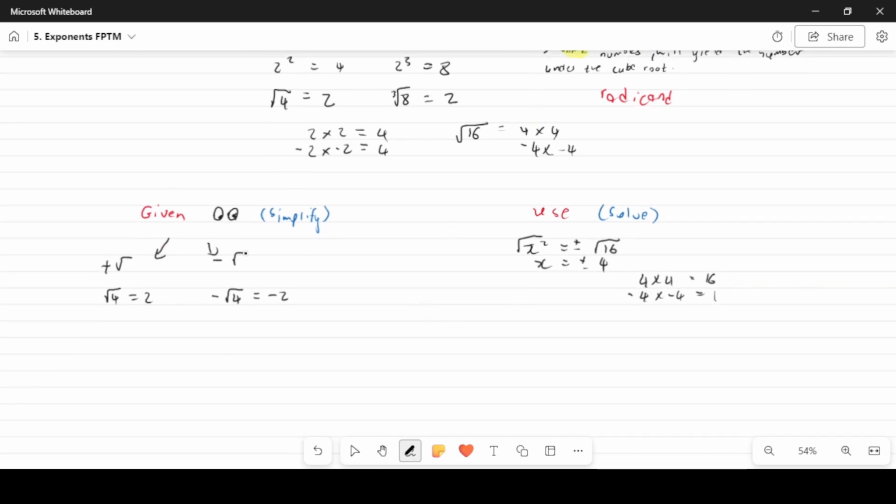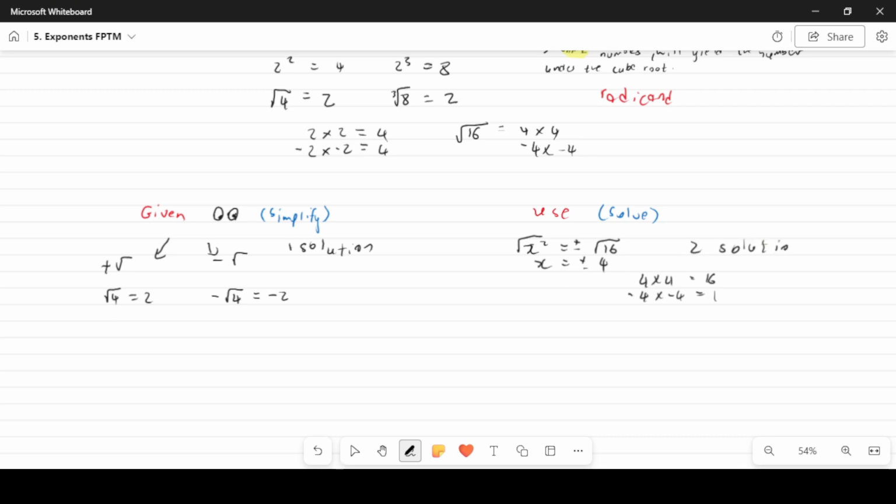Okay. Given the square root, there could be a positive and negative. Using the square root, they can be both. So here, it could be one solution when you're given the square root. It's either positive or negative. When you're using the square root, there's always two solutions.